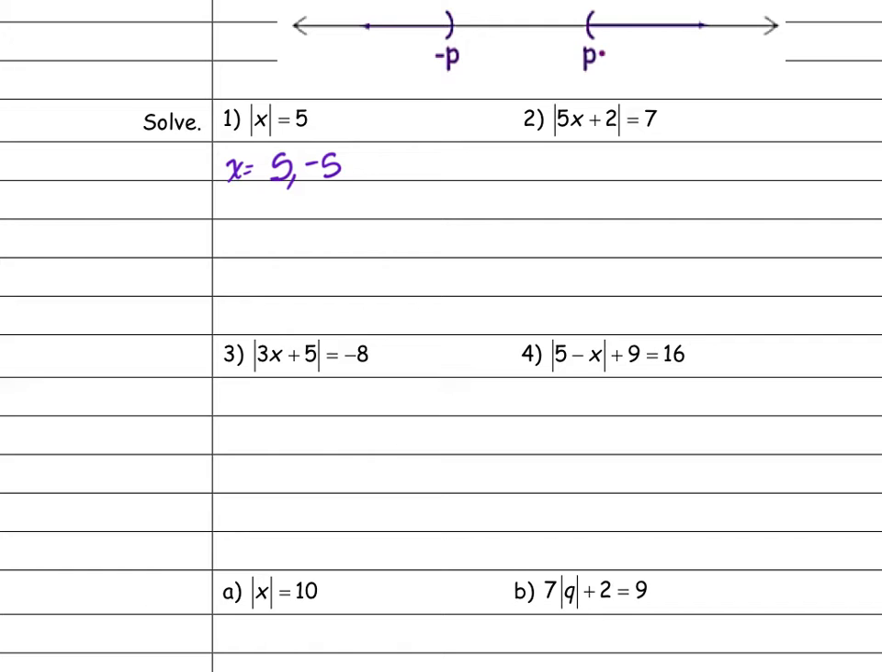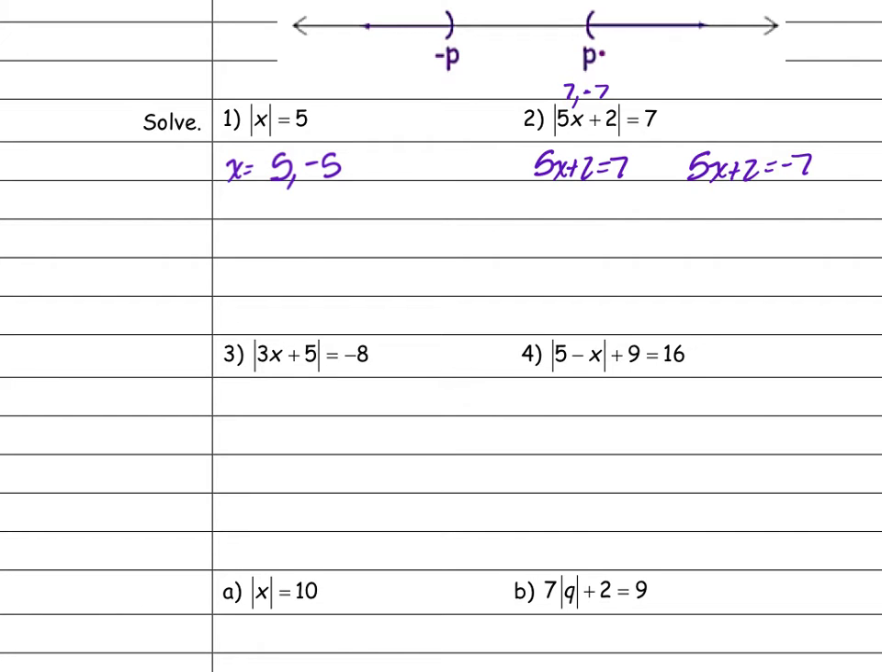It says how many numbers have a distance of 7 from 0 on the number line? Well, I know that 7 has a distance of 7 and negative 7 has a distance of 7. So I'm going to take the inside, the 5x plus 2. That can equal 7 because 7 has a distance of 7 from 0 on the number line. Or it can also equal negative 7 because negative 7 has a distance of 7 from 0 on the number line. So I have two equations to solve.